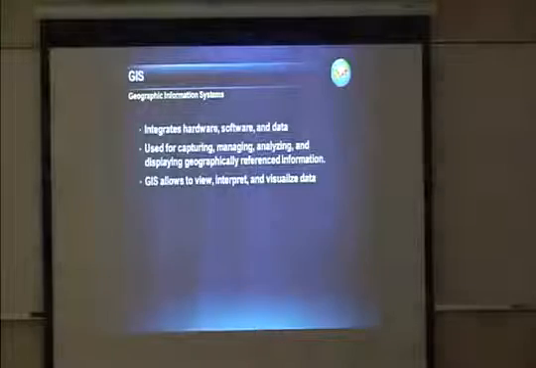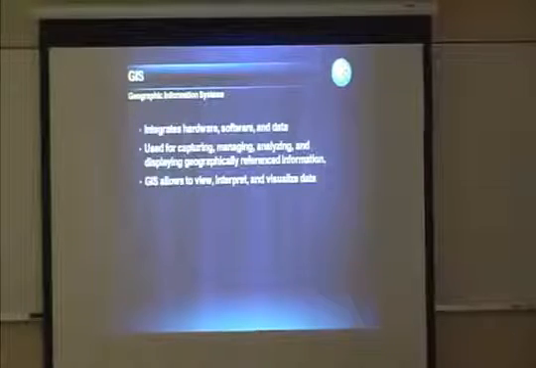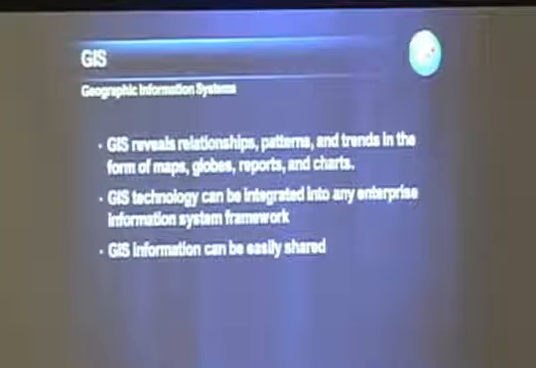So what is GIS? GIS is Geographic Information System, and it integrates hardware, software, and data. It's used for capturing, managing, and analyzing that data to display geographically. And it can be displayed in several ways. It's usually meant for viewing, interpreting, or visualizing data on maps, globes, reports, or charts. So as you can see, it's not just maps, it's integrating that with other tools as well.